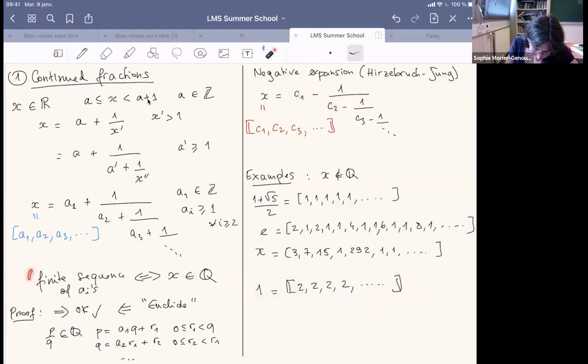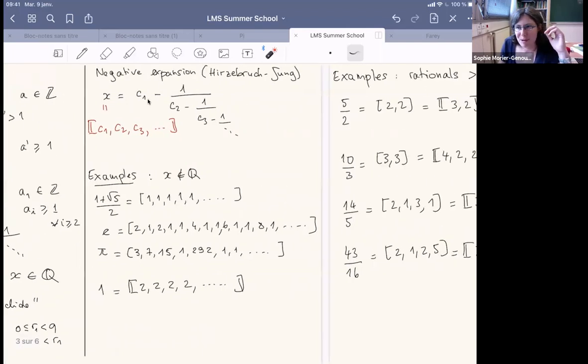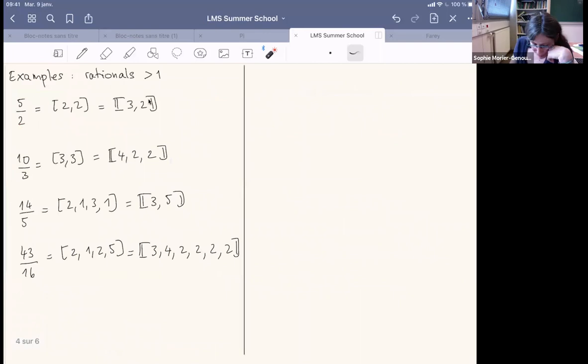So if you want to write the similar statement, you have to say X is a rational if and only if the sequence of CIs is finite or ends with only 2s. That's the way to have a correct statement here. Okay, more examples. It's already prepared on my board.